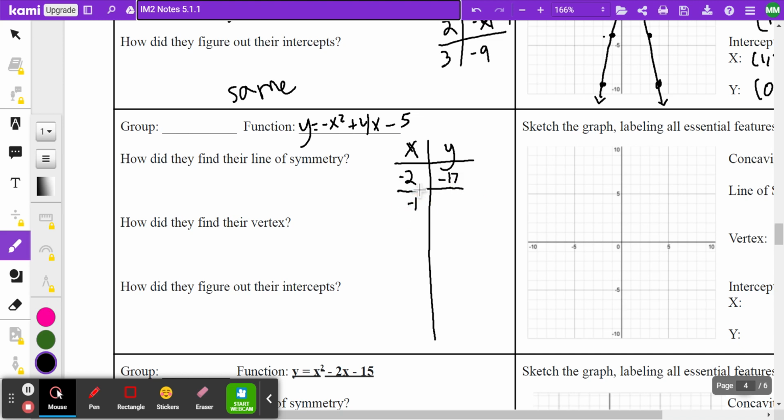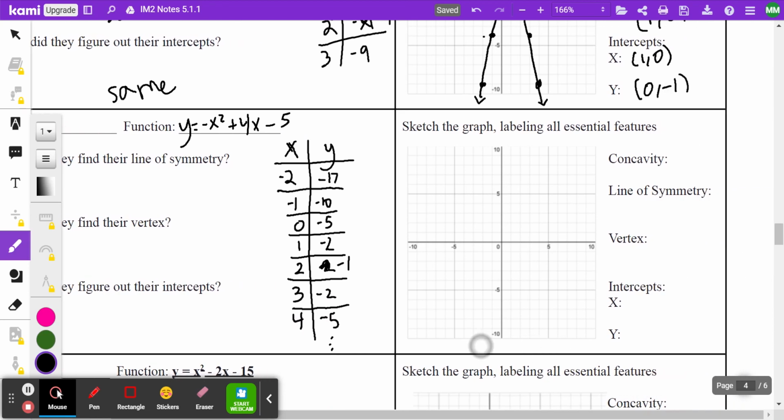Okay, -1. -10. 0, -5. 1, -2. 2, 2. 3. Sorry, 2 is -1, not 2. -1. 3 is at -2. 4 is at -5. Then we have symmetry.